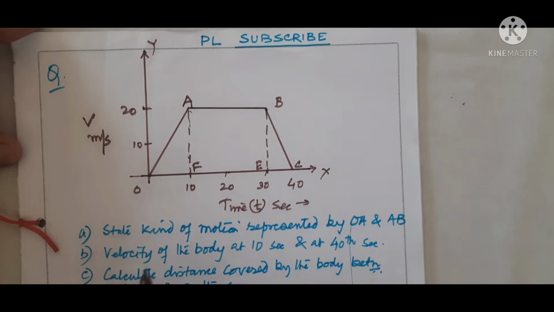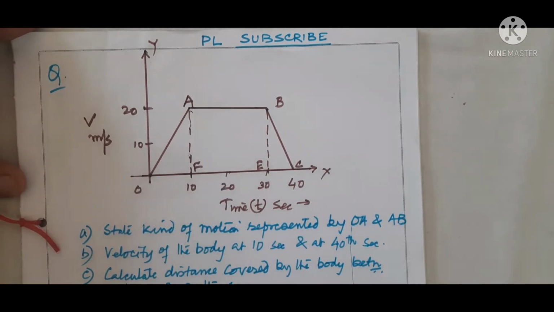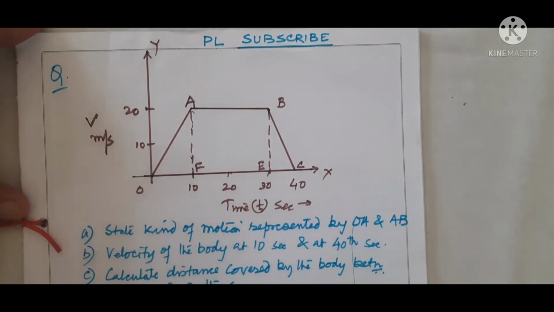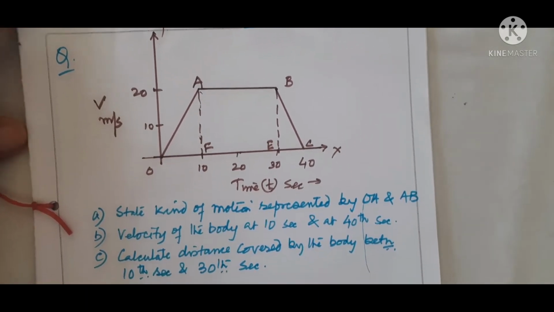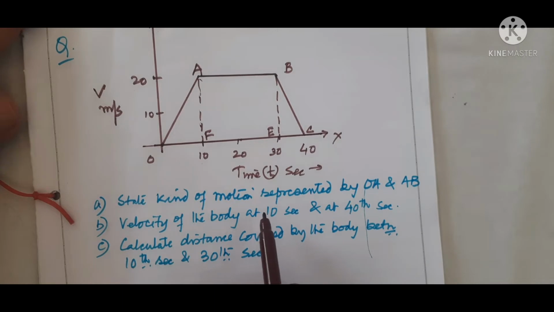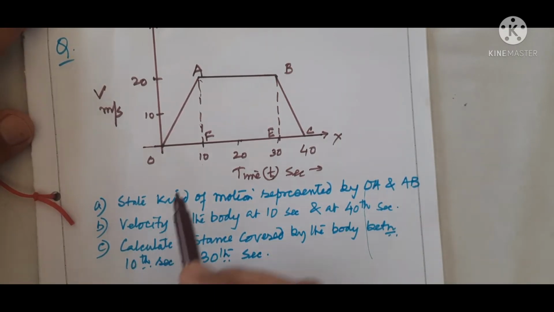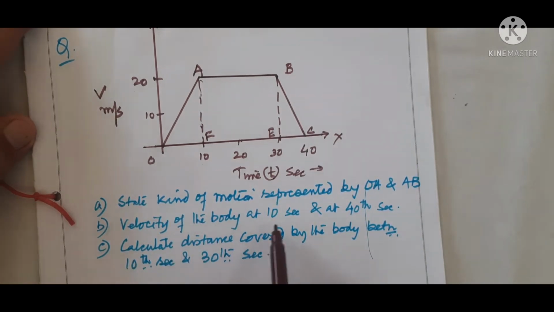Hello student of standard 9. This is a question, graphical, very important question. The diagram is given in this way. Question number A is to state the kind of motion represented by OA and AB. Number 2, velocity of the body at 10 second and at 48th second.